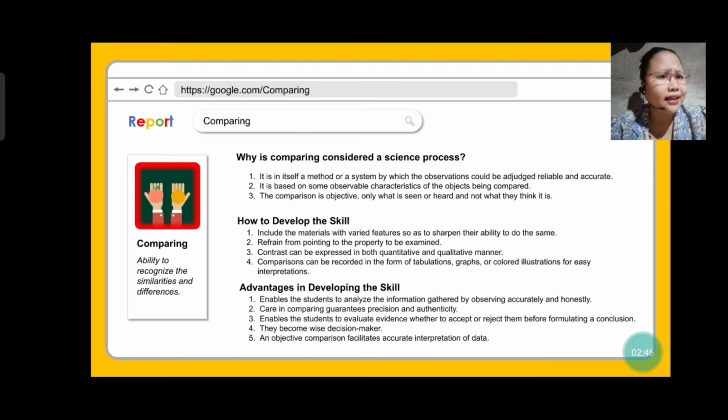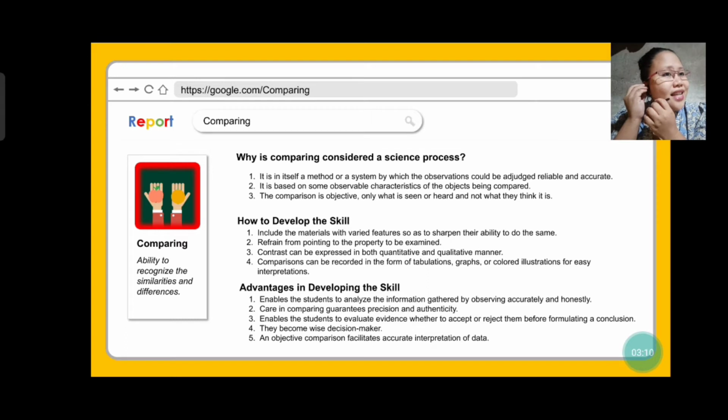So through that they see the description of the leaves. The comparison of the description of the leaves is just the observable characteristics of those objects, of those leaves. So the third is the comparison is objective. Only what is seen or heard and not what they think it is.